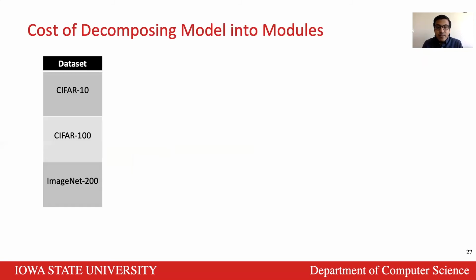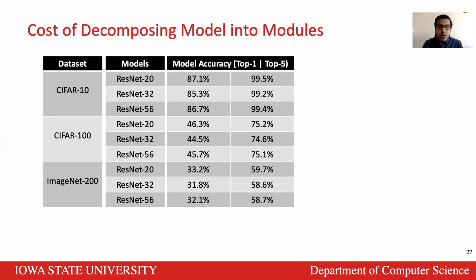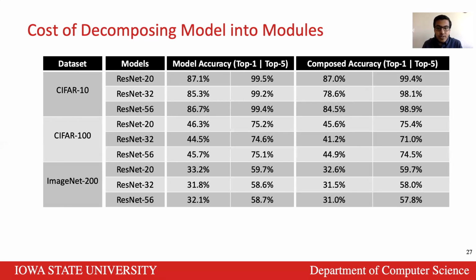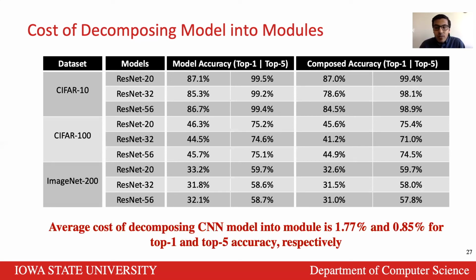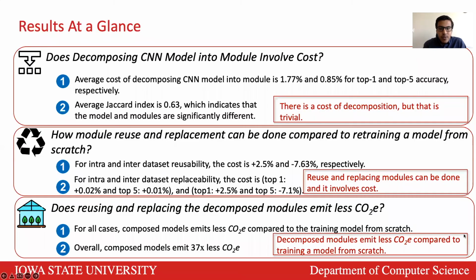We report the results for all 3 datasets, and for each dataset, we have three models. We report the top 1 and top 5 accuracies of the models, as well as the composed accuracy. For the first research question, we find that the average cost of decomposing a CNN model into modules is 1.77% and 0.85% for top 1 and top 5 accuracies, respectively. Overall, for the first research question, does decomposing a CNN model into modules involve cost? We found there is a cost of decomposition, but it is trivial.